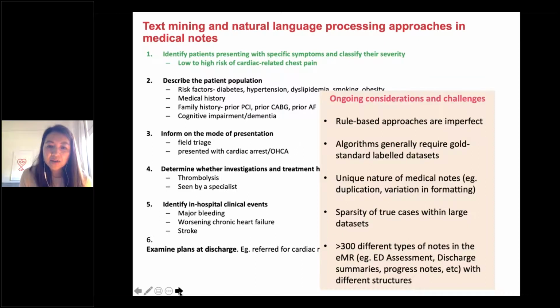And there's also a huge range of document and note types in the EMR. So there's ED assessments, discharge summaries, progress notes, triage forms, and they're all very different in their structure.